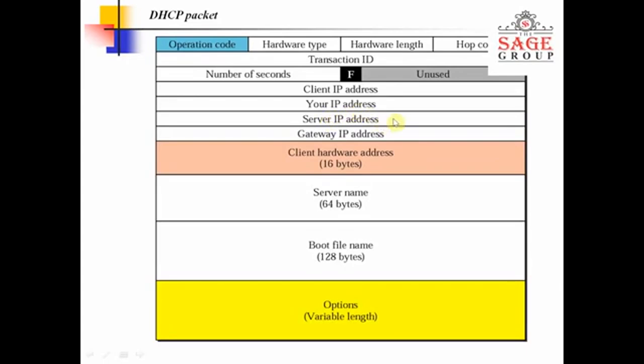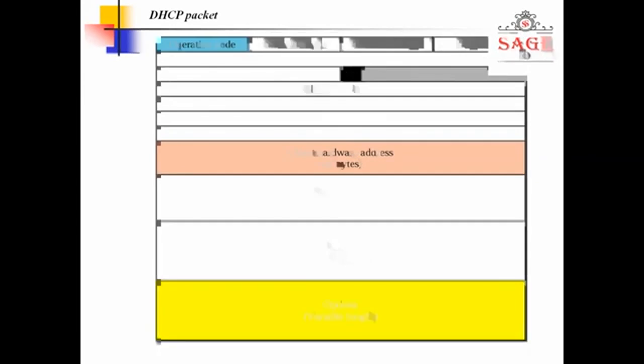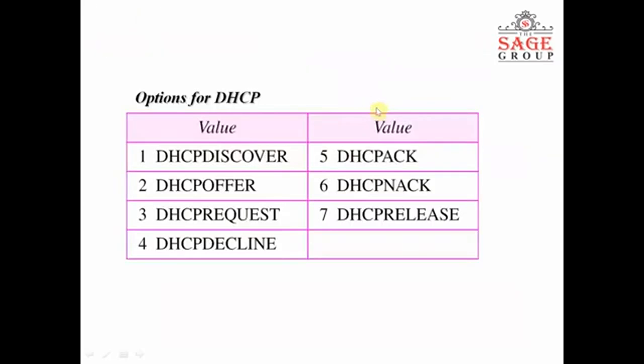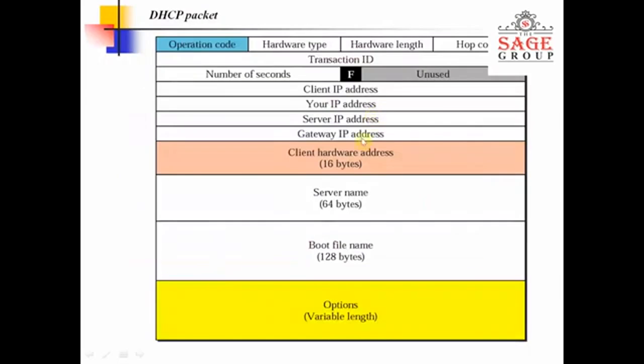Suppose A wants to send data to C. Firstly, A has to reach C with the help of B. So C is known as the server and A is known as the client. So A has the client IP address, C has the server IP address, and B is in the middle between them, so your IP address is here. After this is the gateway IP address. Gateway IP address is the gateway of that IP address scope.